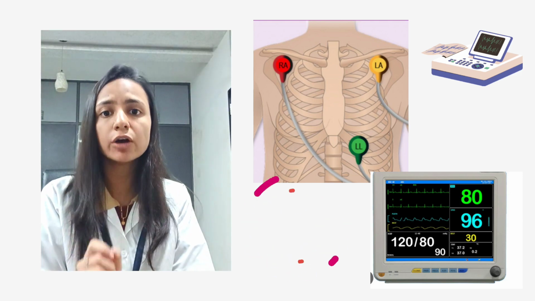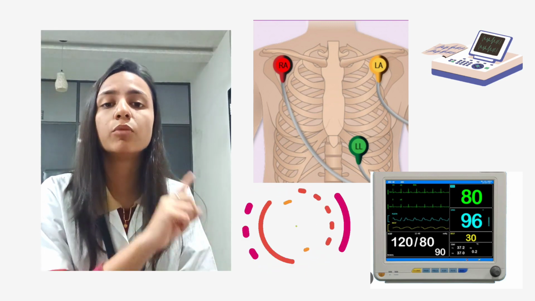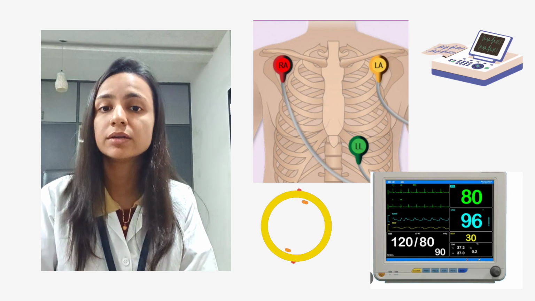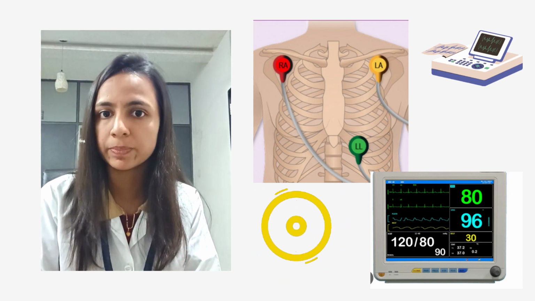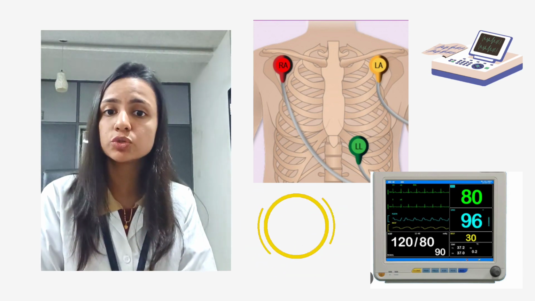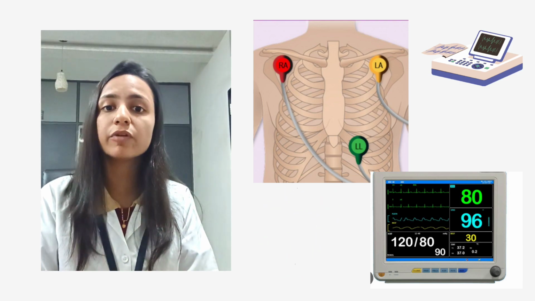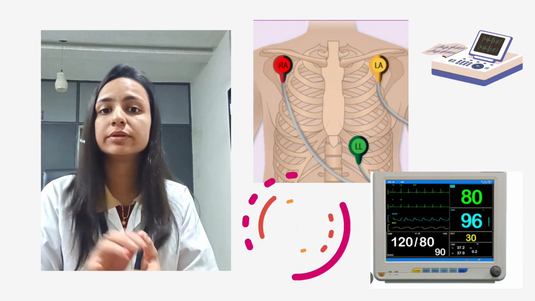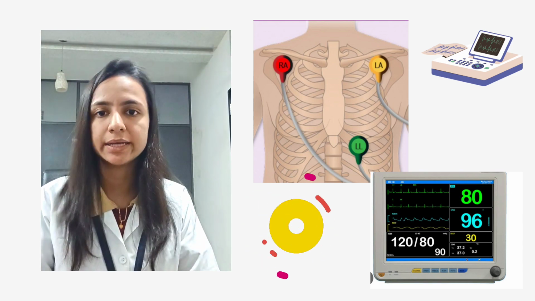Now the ECG has a monitoring display in which the continuous heart rate is shown, and if there is any fluctuation in the heart rate, it will give an alarm sign. It is very useful to track tachycardia and bradycardia.